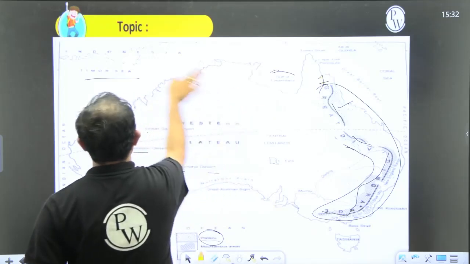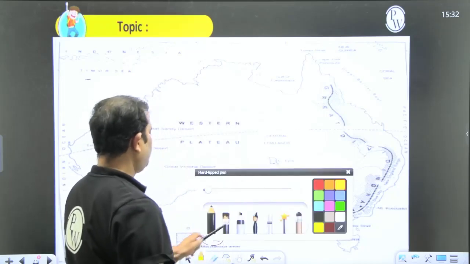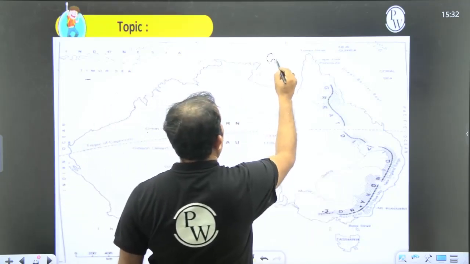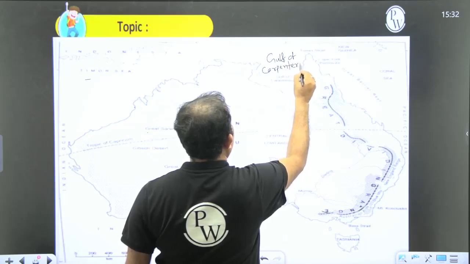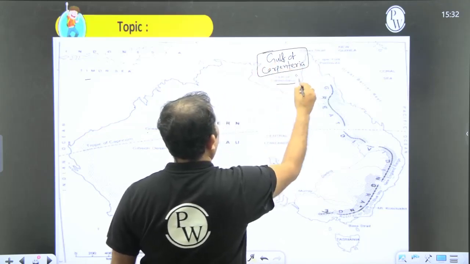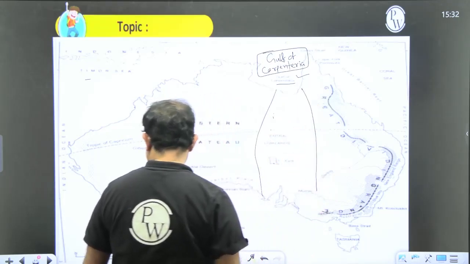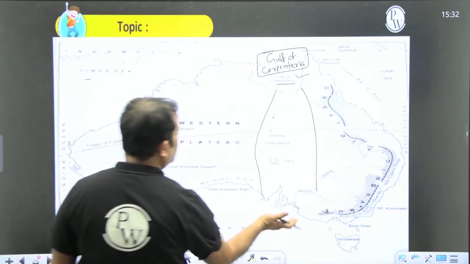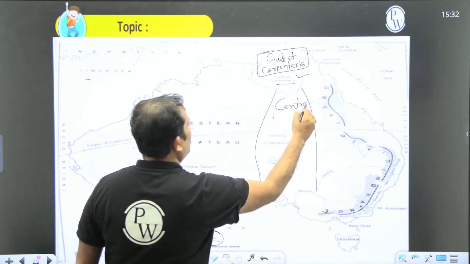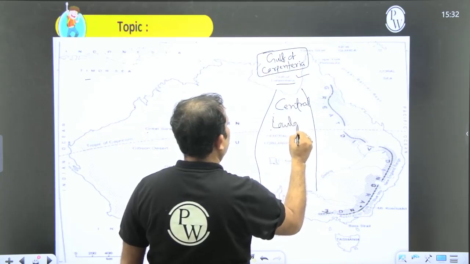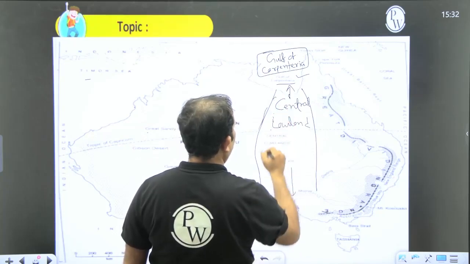Let me clean this one. See here, this is your Gulf of Carpentaria. From the Gulf of Carpentaria this central lowland extends to the south portion, to the southeast portion. So this is the part of your central lowland. You can see from this to this particular, this is the complete area of your central lowland.